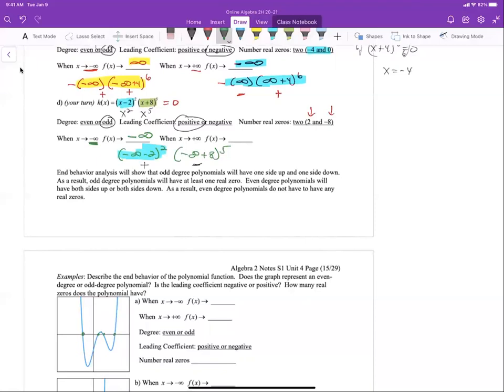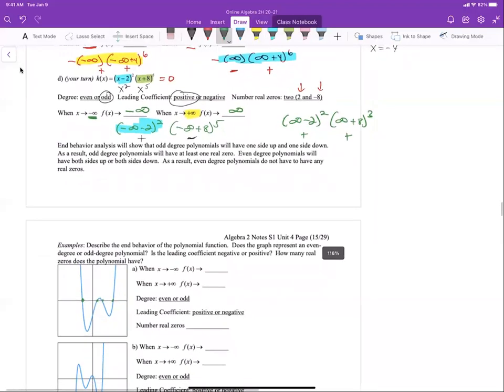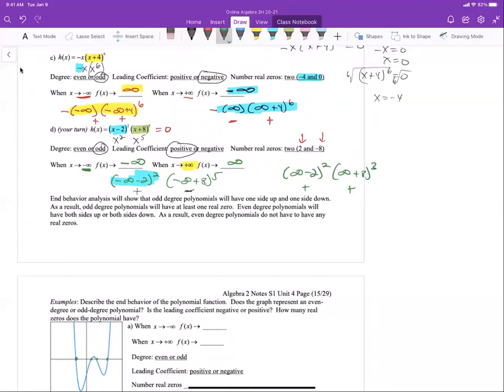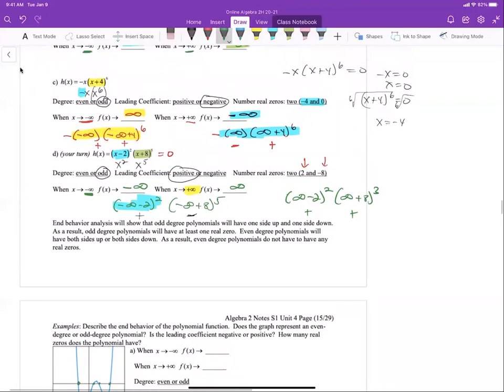And then I will do the same thing in this situation. I will find that I have positive infinity minus 2 squared, positive infinity plus 8 to the fifth. Obviously, the minus 2 and the plus 8 really don't make any difference whatsoever. I have positive number, positive number. This will go towards positive infinity. Okay. All right. End behavior analysis will show that odd degree polynomials will have one side up and one side down. Okay, we're moving on to the next concept.